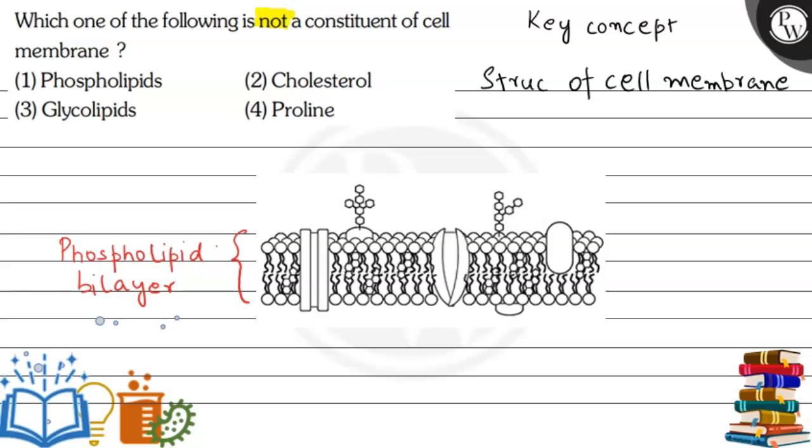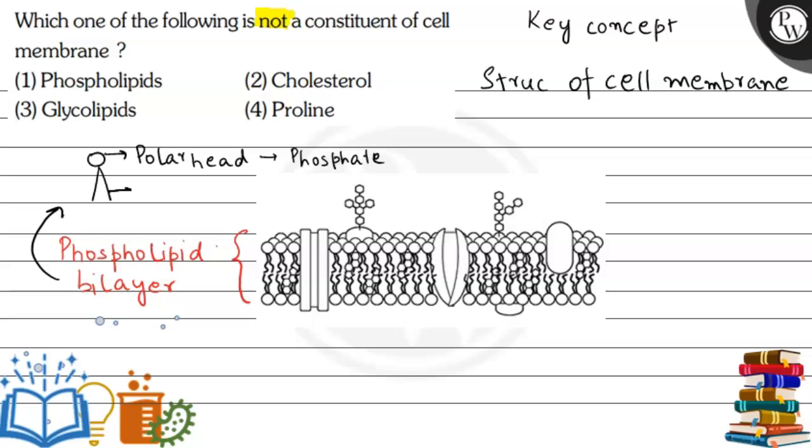So the phospholipid bilayer is the one that contributes to the semi-permeable nature of the cell membrane. That is, it allows only certain molecules to pass through the cell membrane into the cytoplasm. Now this phospholipid bilayer has two regions. So the first one is a polar head, which is hydrophilic and is composed of phosphate groups attached to the glycerol molecules.